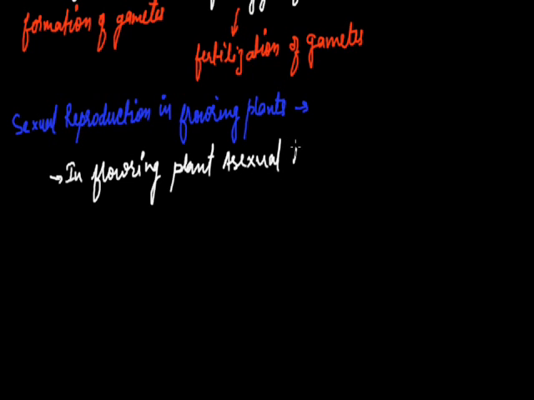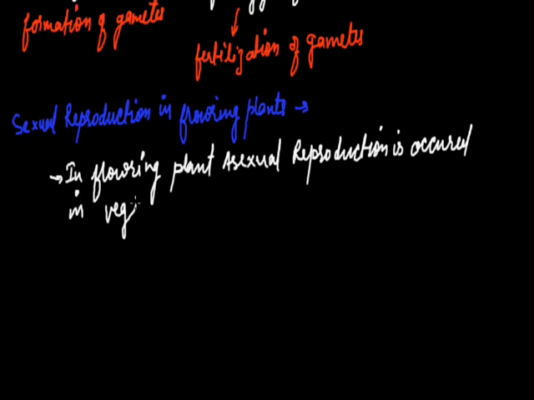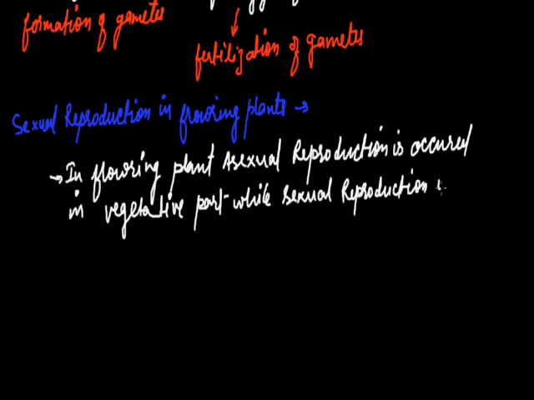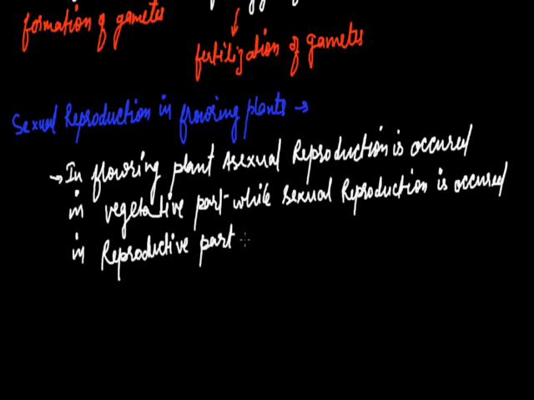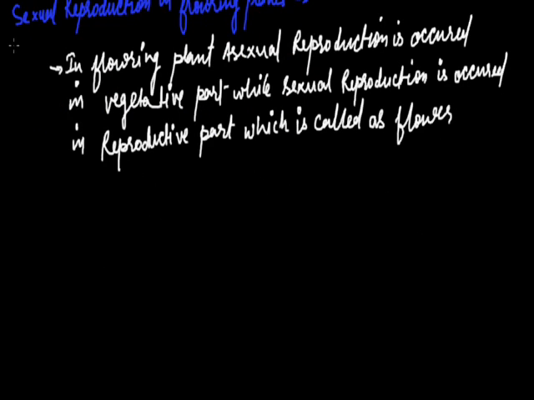Asexual reproduction occurs in the vegetative part, while sexual reproduction occurs in the reproductive part, which is called the flower. Now we will study the structure of a flower by a diagram.